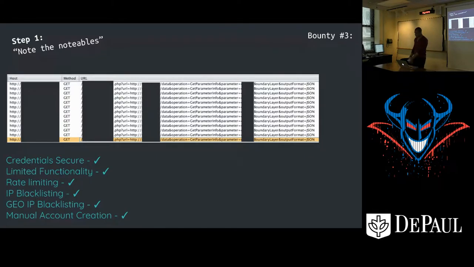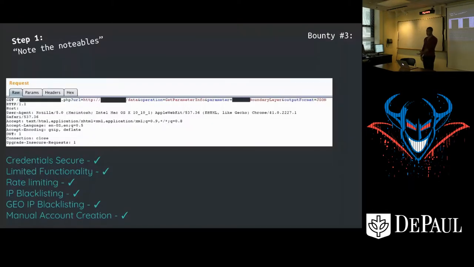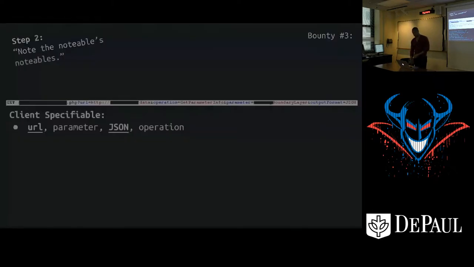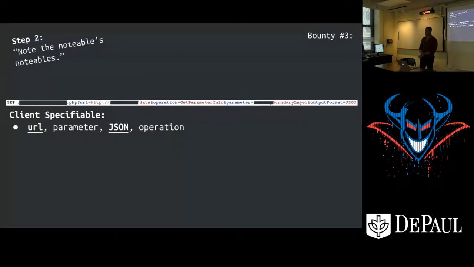So we see a couple of requests going out requesting something in JSON format, pulling that data back in, and presumably creating the map. So again, what do we see? We see a URL being passed, we see it's reaching out remotely, and we see there's an output format variable. So client-specifiable URL, JSON.